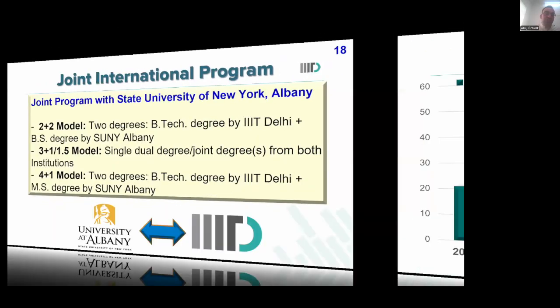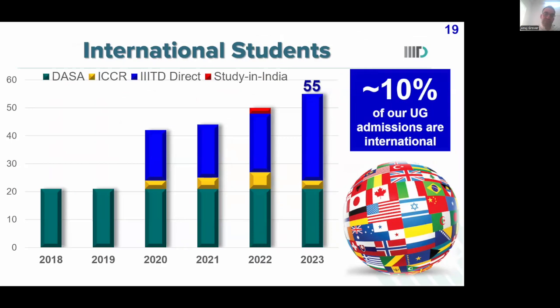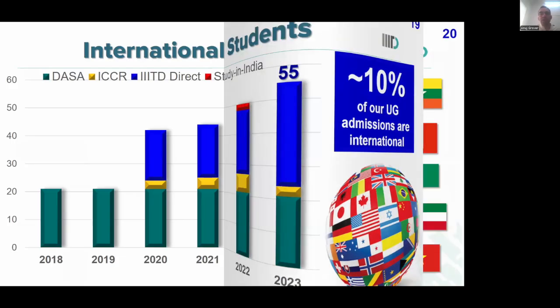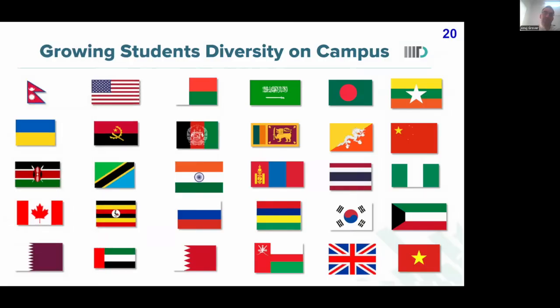As I mentioned, there are multiple routes of admission to IIIT Delhi for international students, and this is the breakup, where a majority of the international students are inducted through the IIIT Delhi direct process, but we also have students coming from the Study in India program, ICCR, and DASA. As of now, we have more than 30 nationalities represented on our campus.